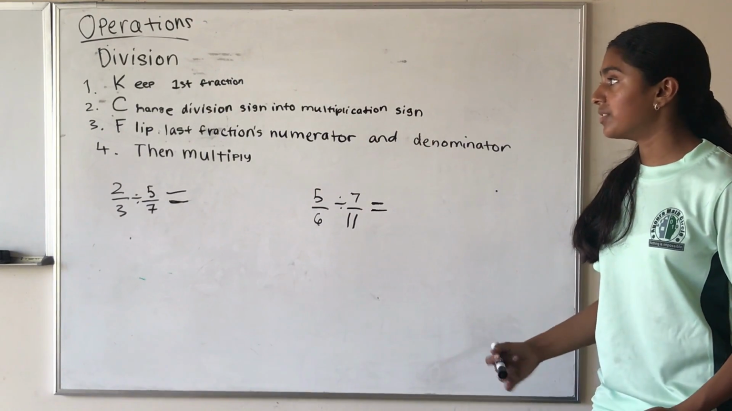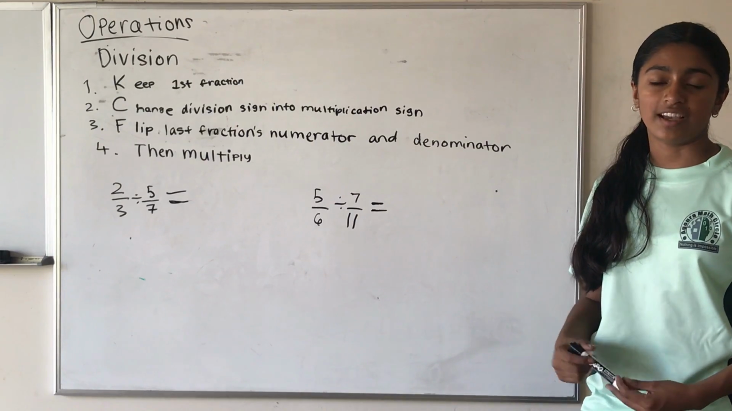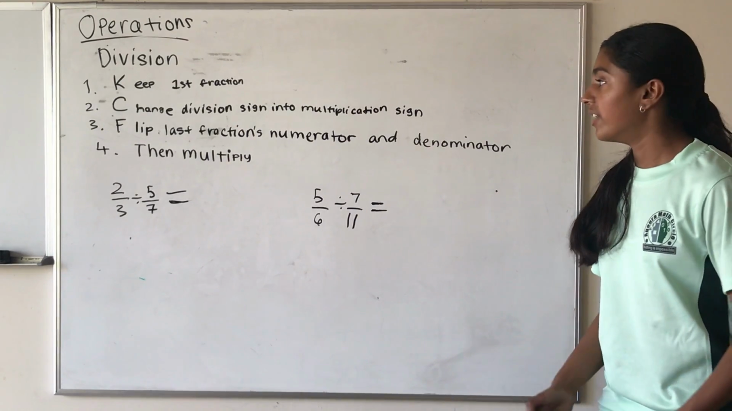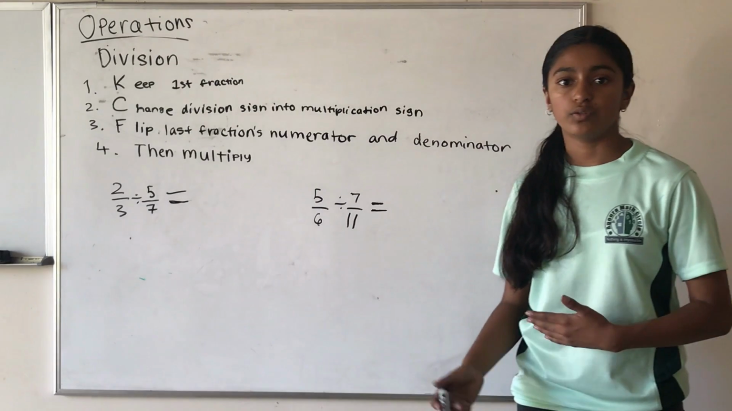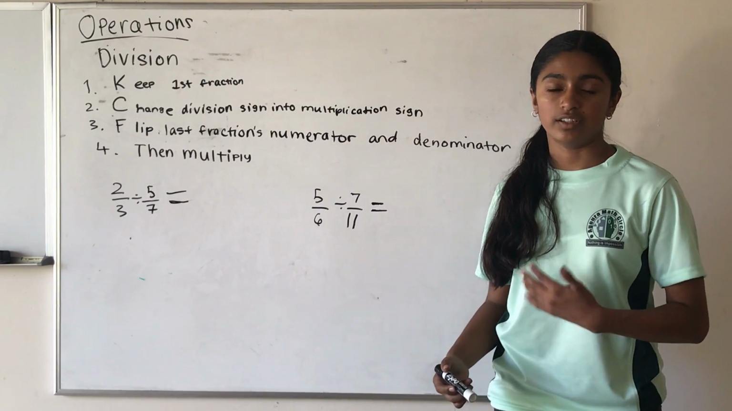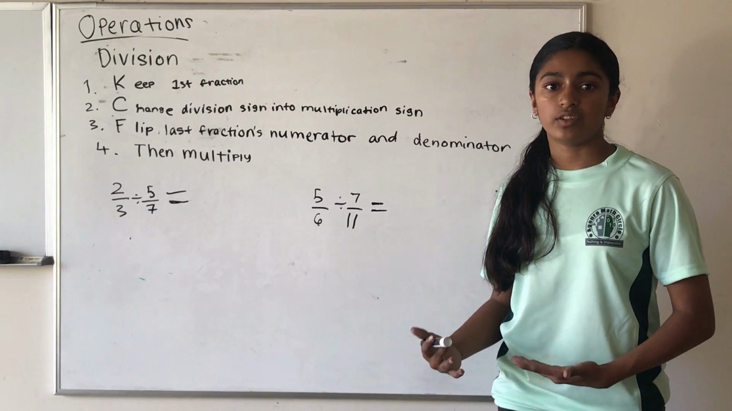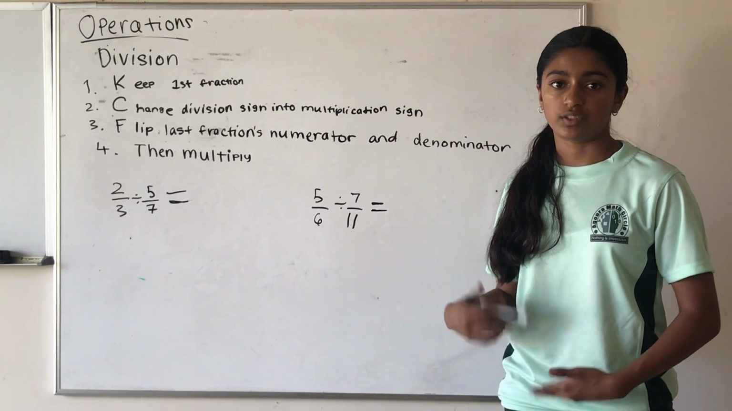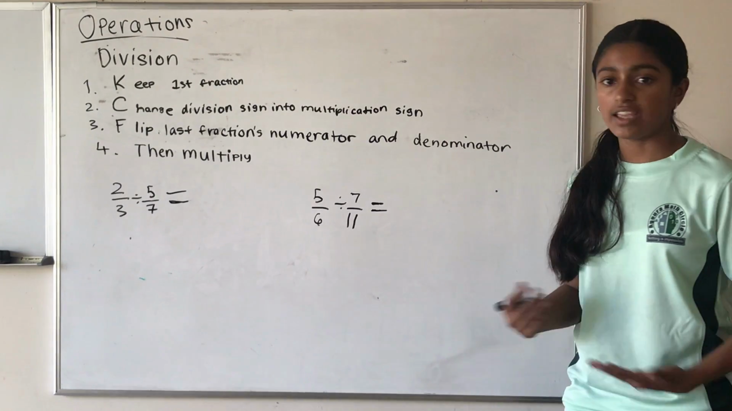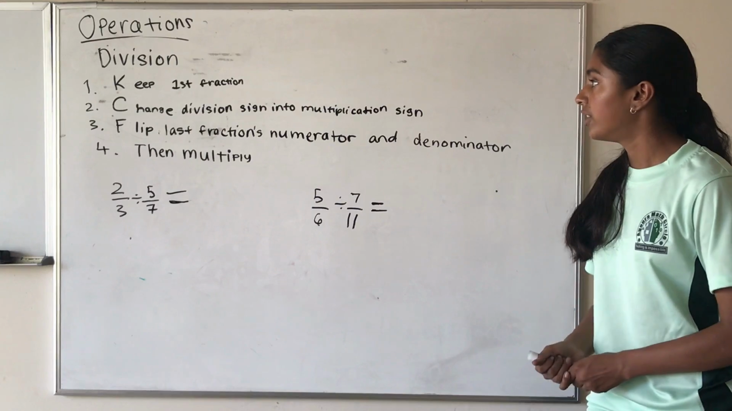The second step is that you have to change the division sign into a multiplication sign. And then the third step is to flip the last fraction's numerator and denominator. What it's saying is that you have to change the last fraction into its reciprocal. And then at the end, you multiply the fractions.